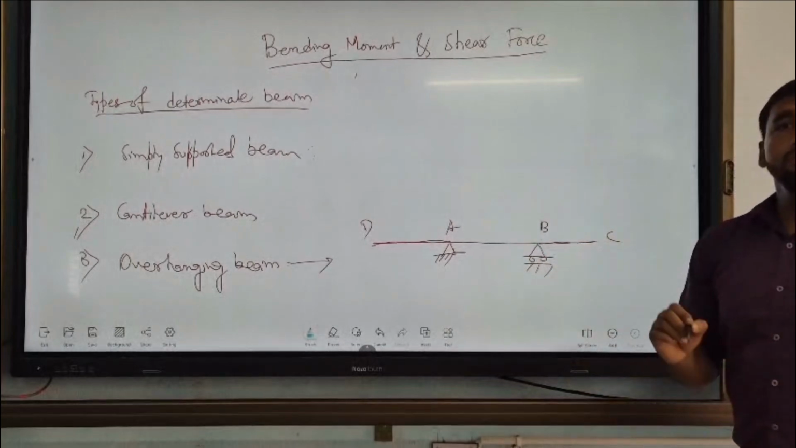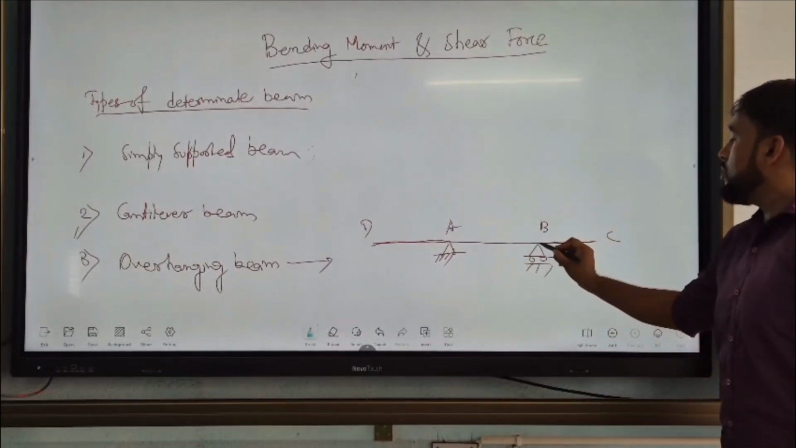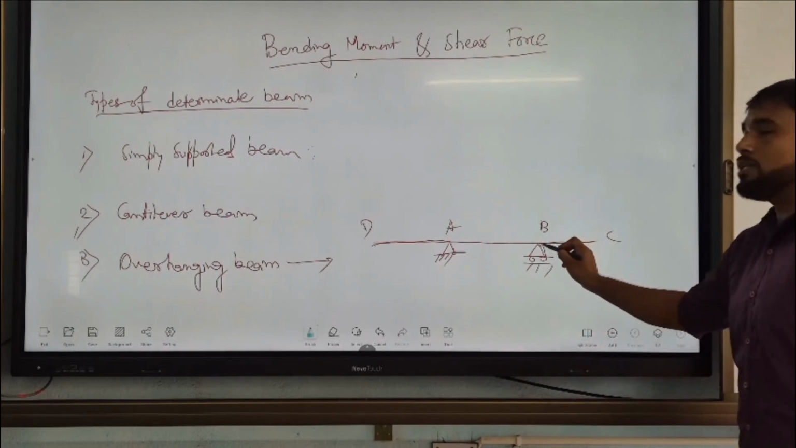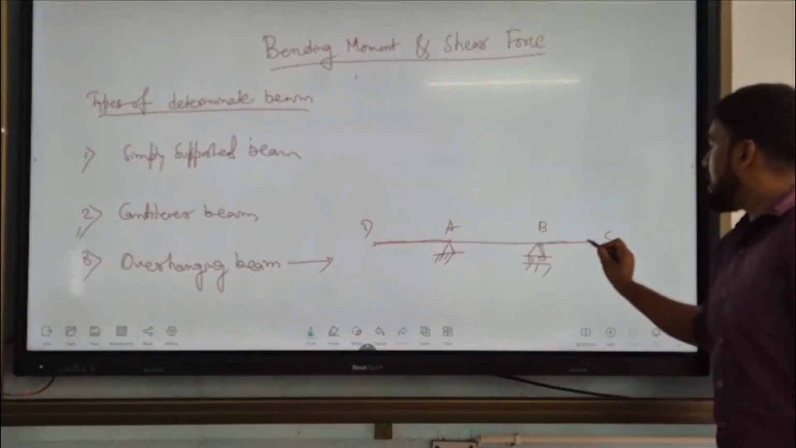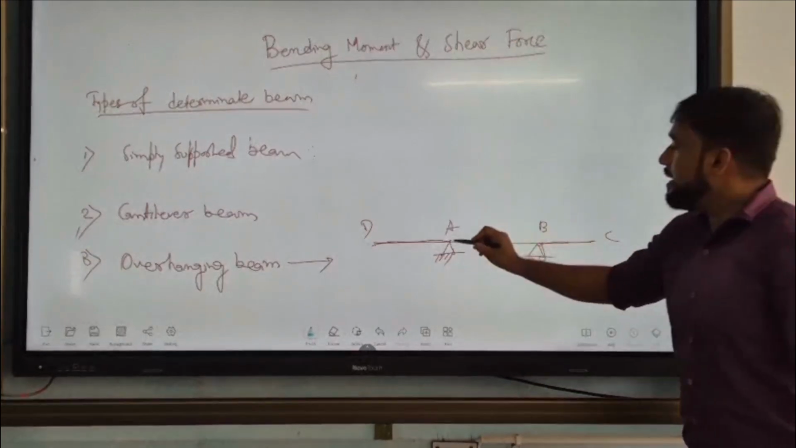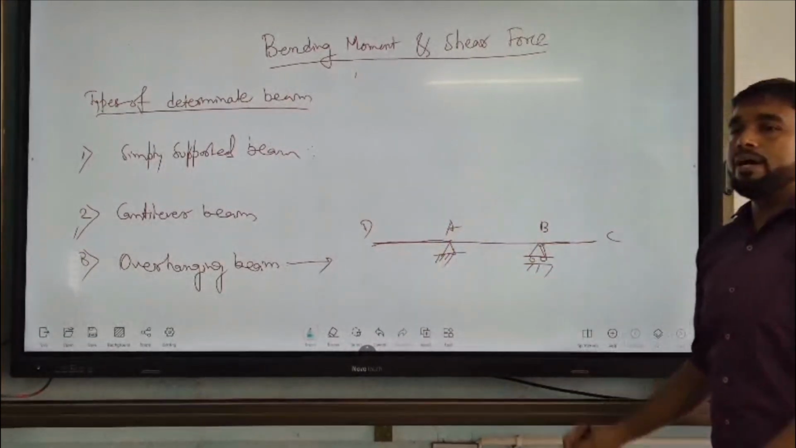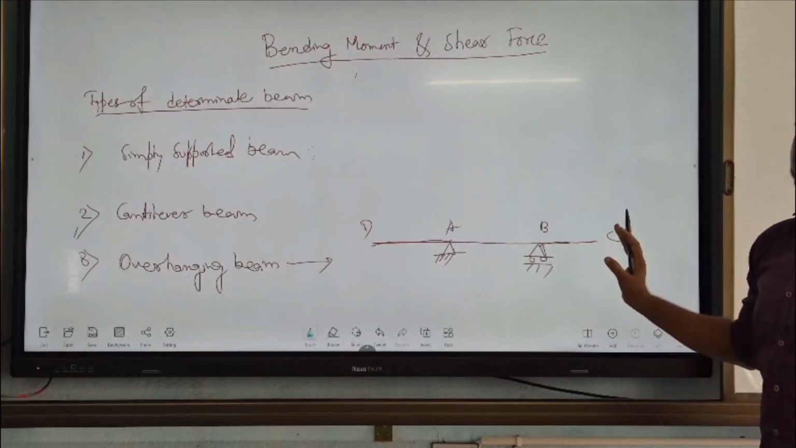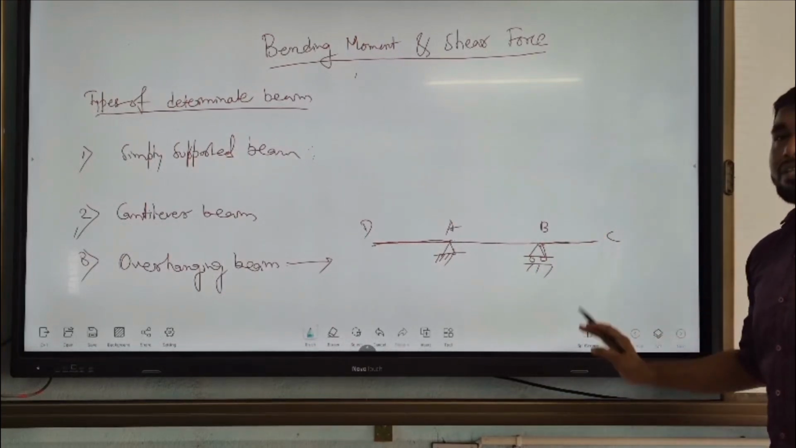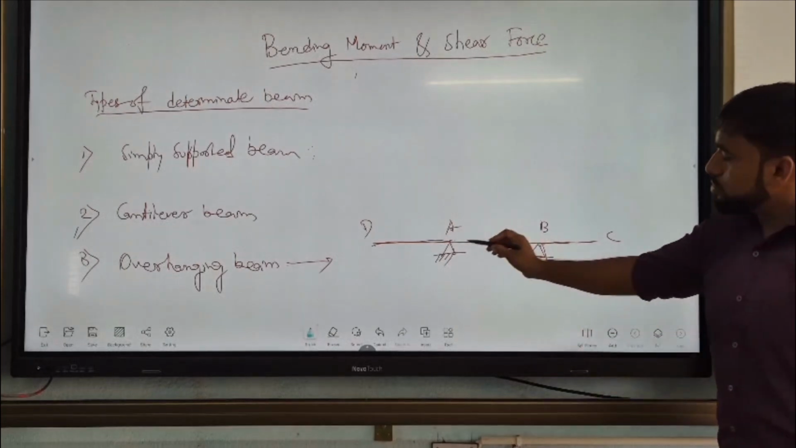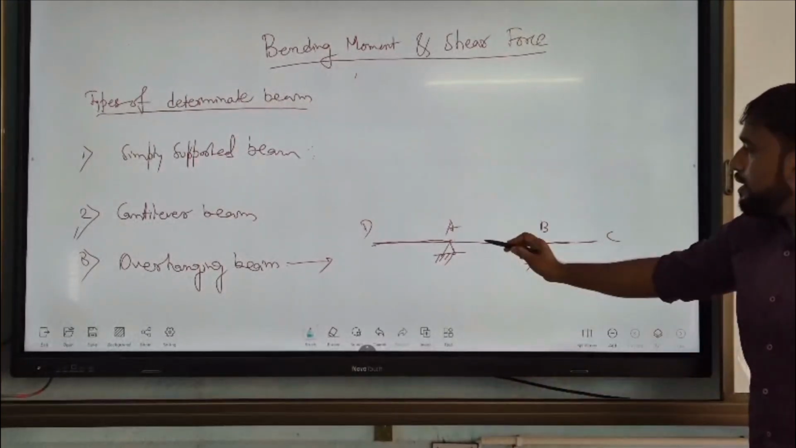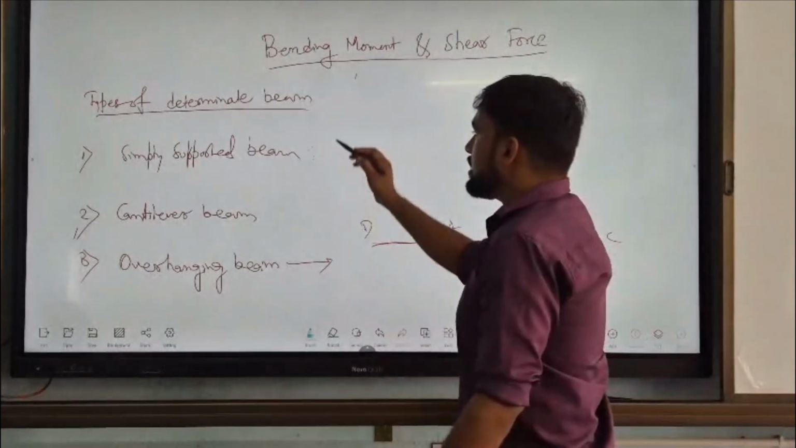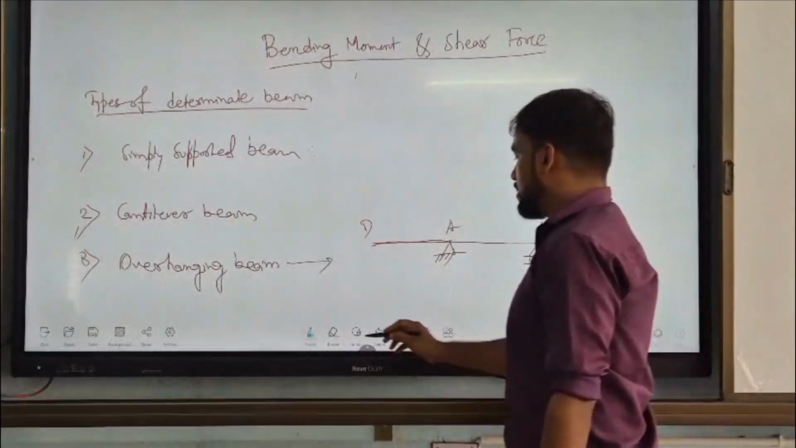An overhanging beam is one which is extended beyond the end support. This is an end support, and this is also an end support. So the BC part is hanging from B, and the AD part is also hanging from A. That's why it is an overhanging beam. Here it is also simply supported, also a determinate beam. Clear? So these are the three types of determinate beams.